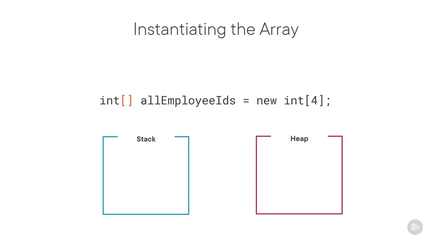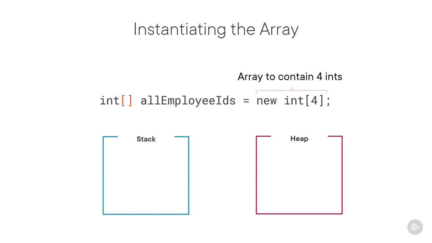Now let's look at the right of the assignment. There we see indeed that I'm again using the new keyword, and then we specify the type. Again, followed by a set of square brackets, and in between these we need to specify the size of the array.